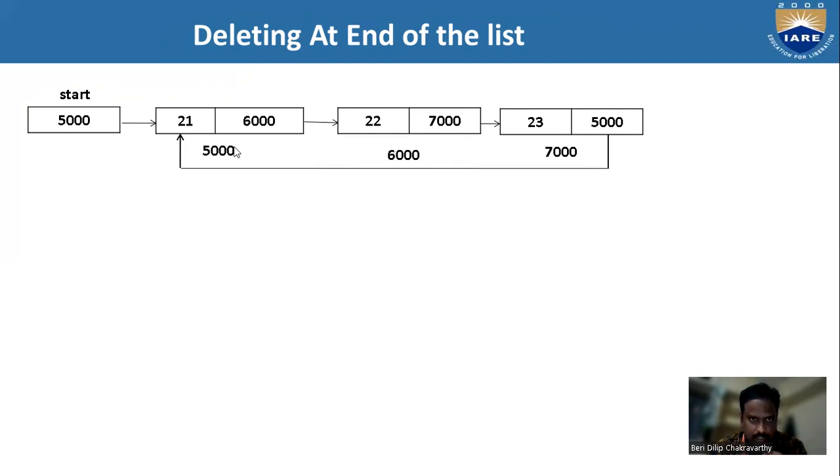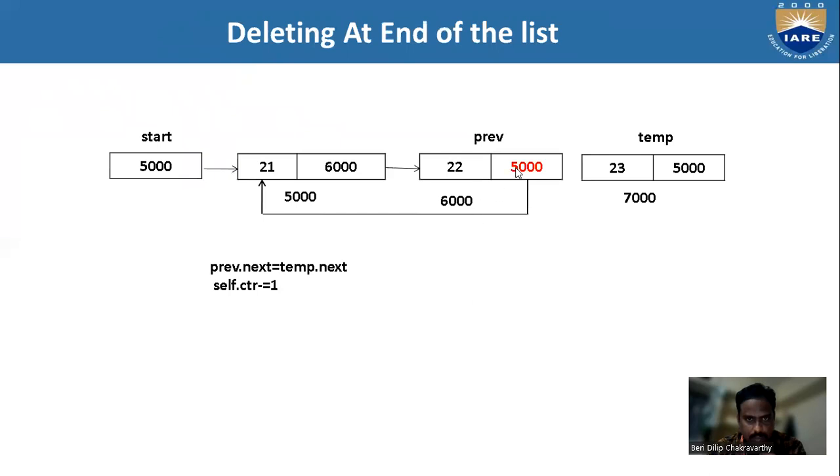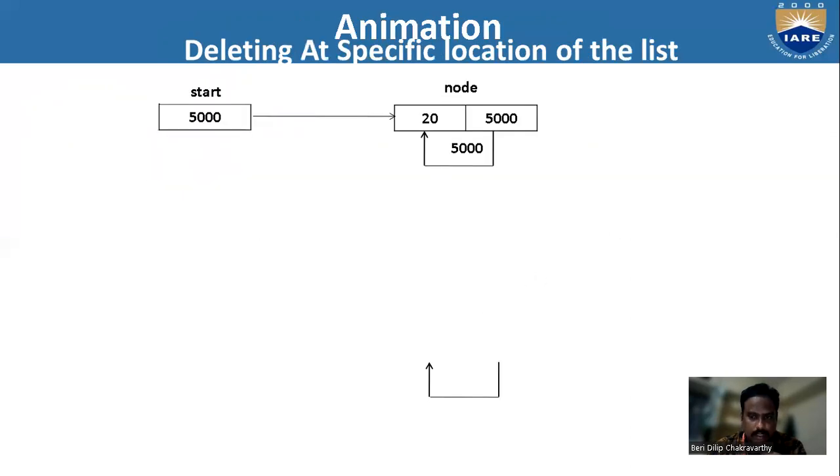First I'll start from this position to the last position. I will think of this one as temp and I'll move my temp to here, and then to here, until I reach the address of the first node. Observe here, ultimately my temp comes here. I'll be just deleting this. Here I am placing the address of the first node, that is 5,000. So simply I'm going to delete that. This is the deletion at the end of the list.